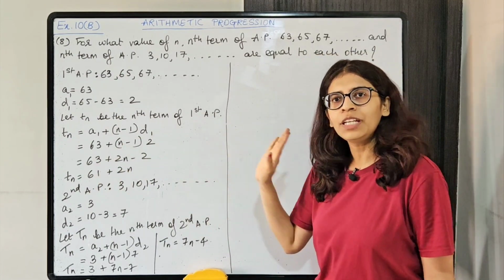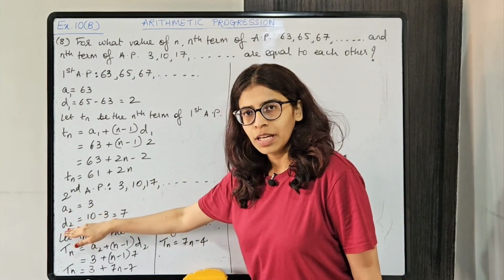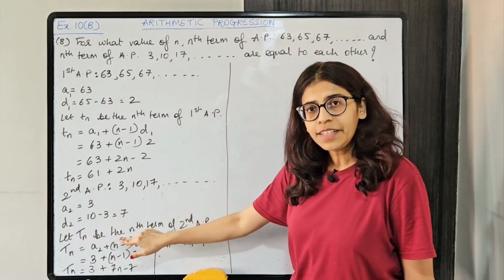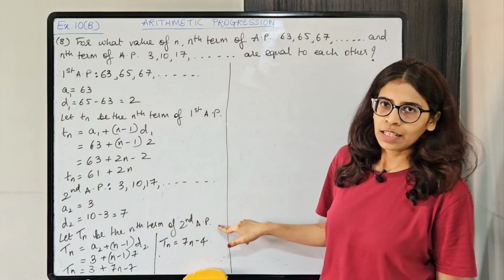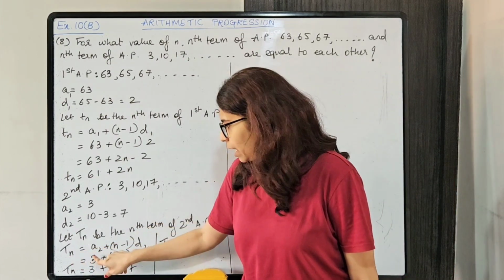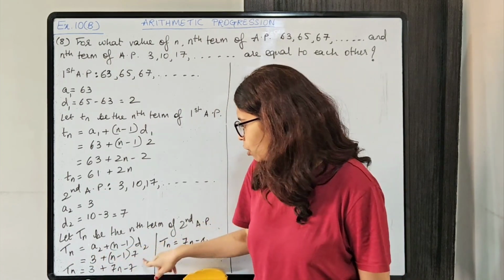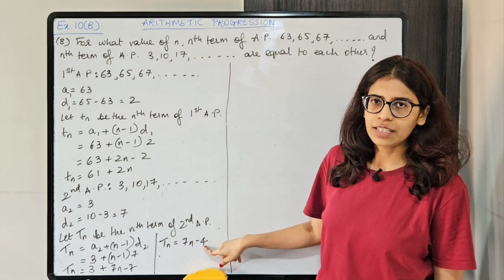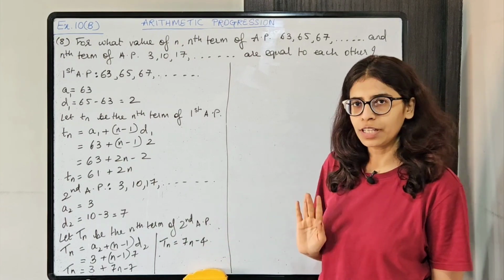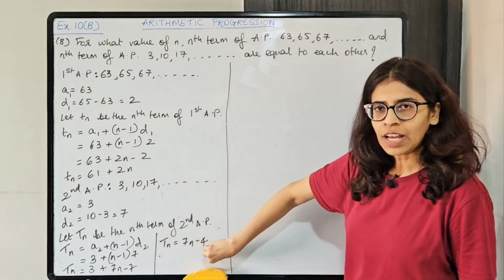Same way second AP consider करेंगे. Second AP लिखो, then A2 D2 and let capital Tn be the nth term of second AP. Okay, Tn will be A2 plus n minus 1 into D2. Okay, so on solving you will get 7n minus 4. All right, इसका Tn वैल्यू मिला, इसका Tn वैल्यू मिला.